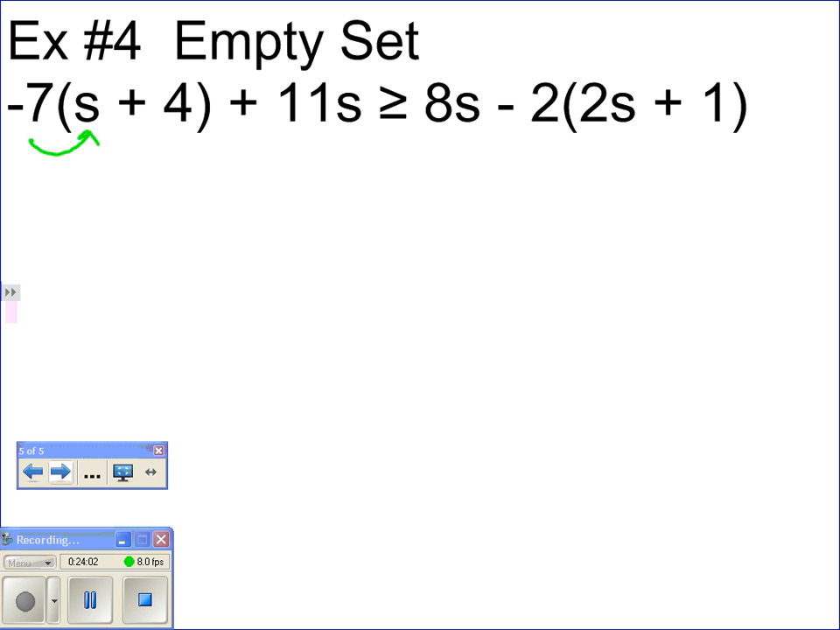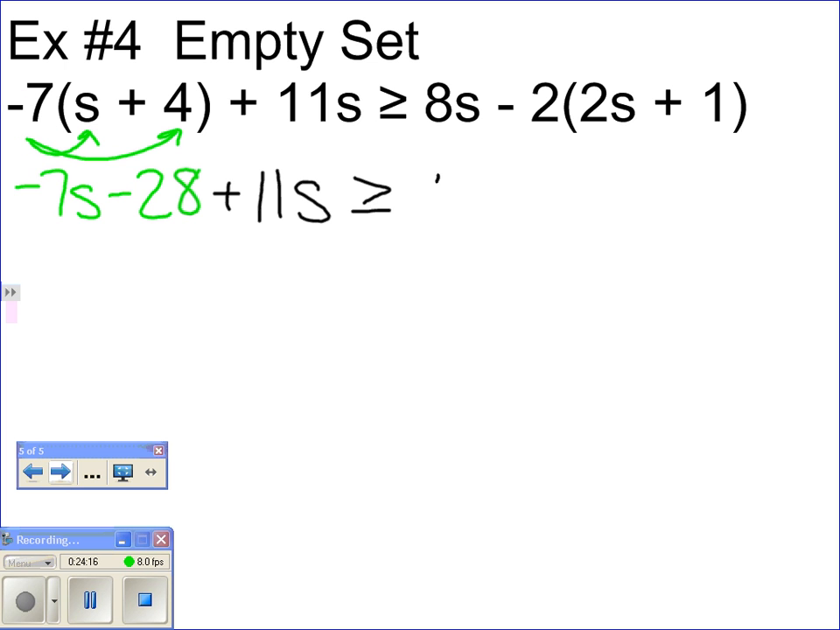Negative 7 times s is negative 7s. Negative 7 times 4 is negative 28. Plus 11s greater than 8s. And now we have to do distributive property over here on the right. Negative 2 times 2s is negative 4s. Negative 2 times 1 is negative, or minus, 2. Okay, please make corrections now.